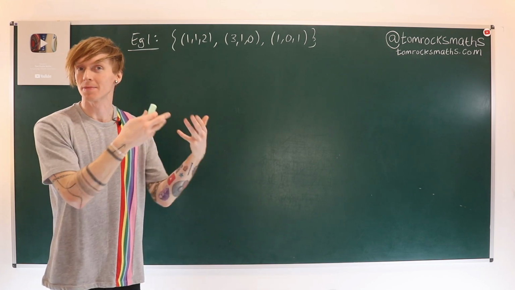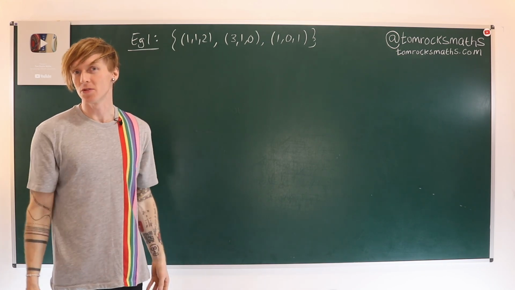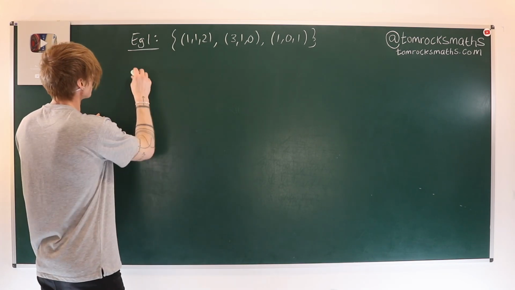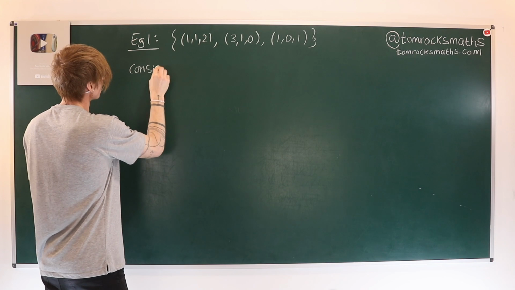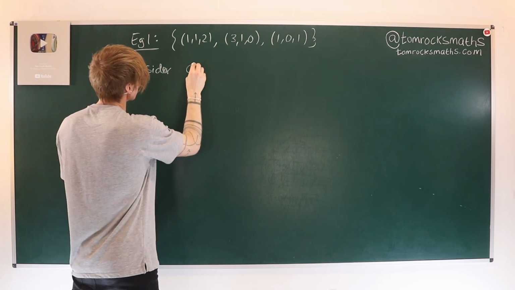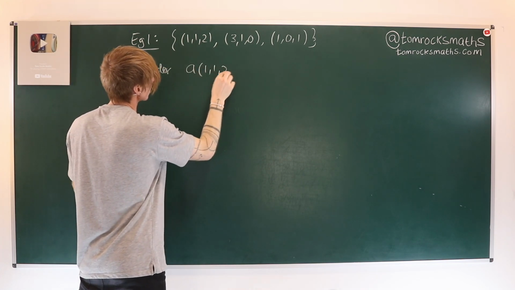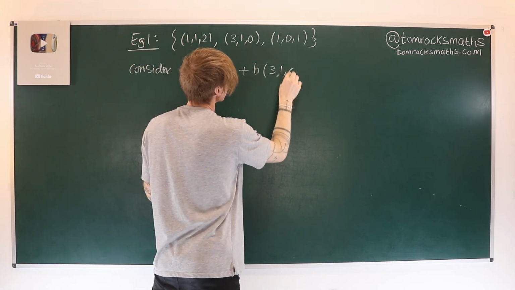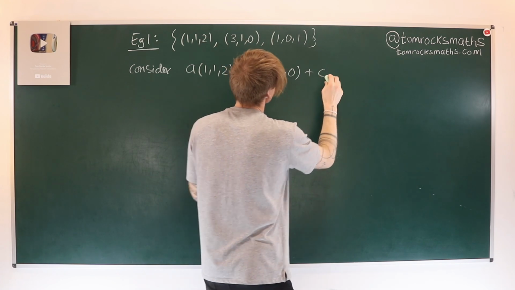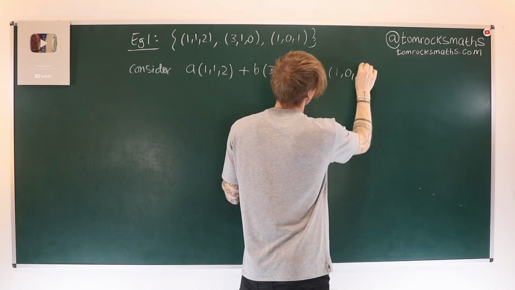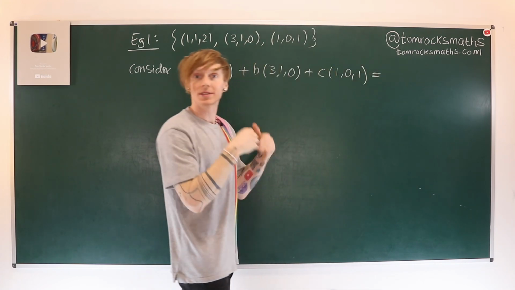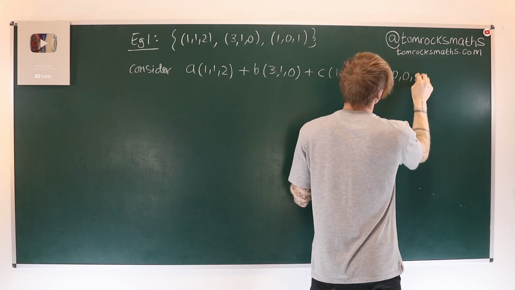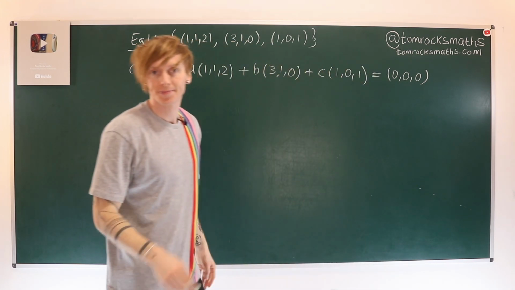So as we've seen before with the slightly simpler 2 vectors, we start by forming the linear combination. So we consider a lots of the first one plus b lots of the second one plus c lots of the third one and that has to be equal to 0, which of course in this vector space, working in 3 coordinates, is 0, 0, 0.